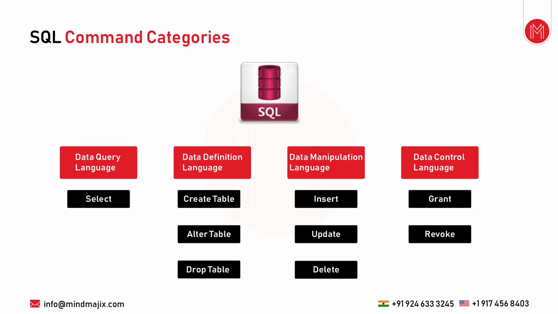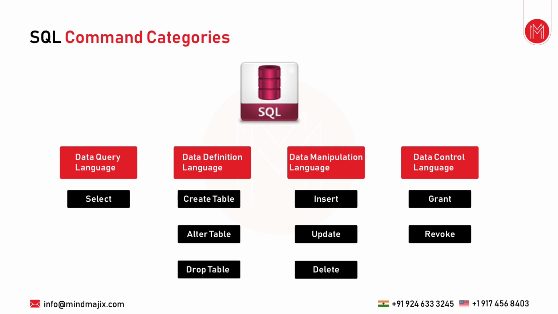When I talk about SQL commands, there are four different categories of commands that we use in SQL. It starts with the Data Query Language, then the Data Definition Language, the Data Manipulation Language, and the Data Control Language. Under each of these, we have different types of commands that we execute.